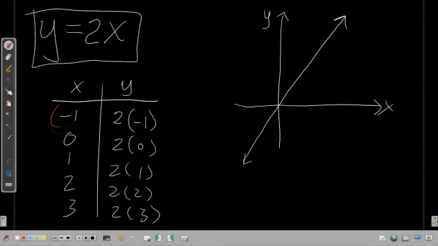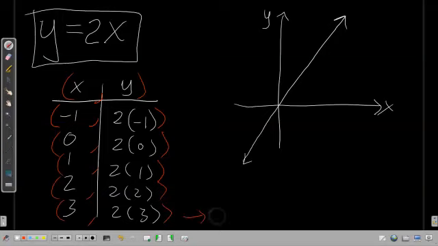But I claim that these are exactly ordered pairs. This table idea is nothing more than a list of ordered pairs. Like this one here is the ordered pair 3, 6. And ultimately, all this list is saying is that your ordered pairs look like x comma 2x.